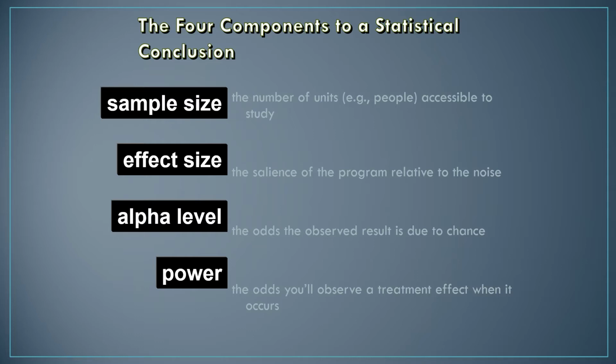And then you have your alpha level or your significance level, which you set prior to running your statistical analyses. And we tend to use 0.05, but you could also use 0.01 or 0.001. And this is that number that you compare your p-value to identify statistical significance.